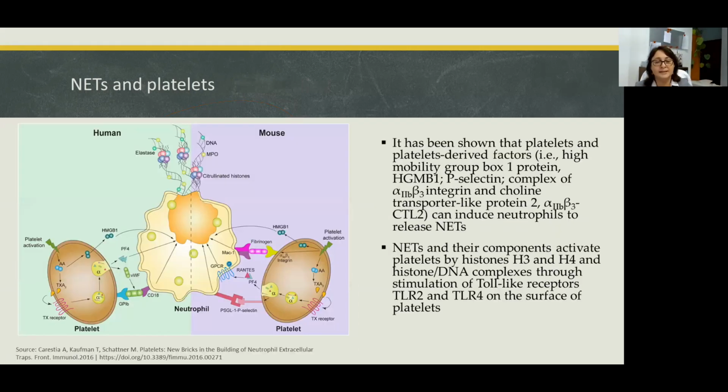So we know that NETs can trigger coagulation, but we also found that platelets can activate neutrophils to release neutrophil extracellular traps. It has been shown that platelets and platelet-derived factors like high mobility group box 1 or P-selectin are able to activate neutrophils and make them release NETs. In contrast, NETs and their components activate platelets mainly by histones H3 and H4, but also by histone and DNA complexes through stimulation of toll-like receptors TLR2 and TLR4 on the surface of platelets.